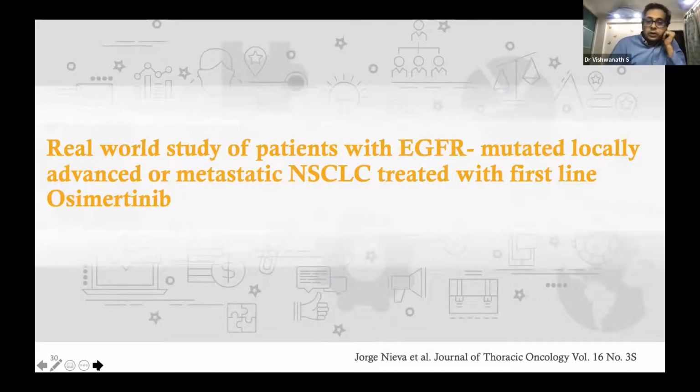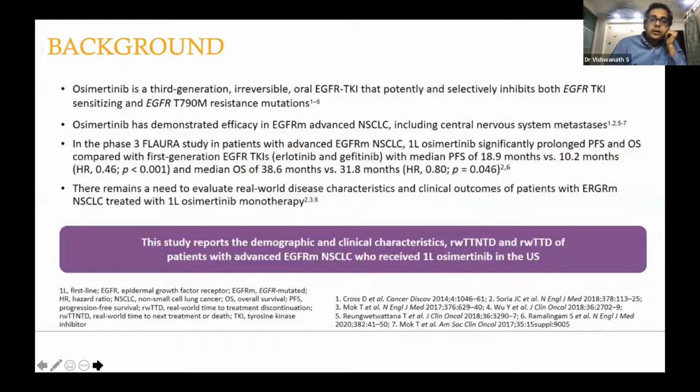And coming to the last study, which was published in the Journal of Thoracic Oncology by Neva et al. And this again is the background which we have discussed in great detail. This study reports the demographic and clinical characteristics. And they looked at some interesting endpoints, which were real-world time to next treatment or discontinuation.